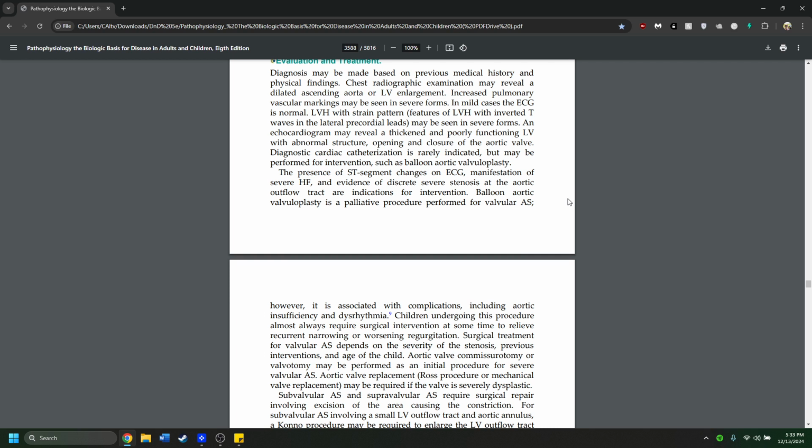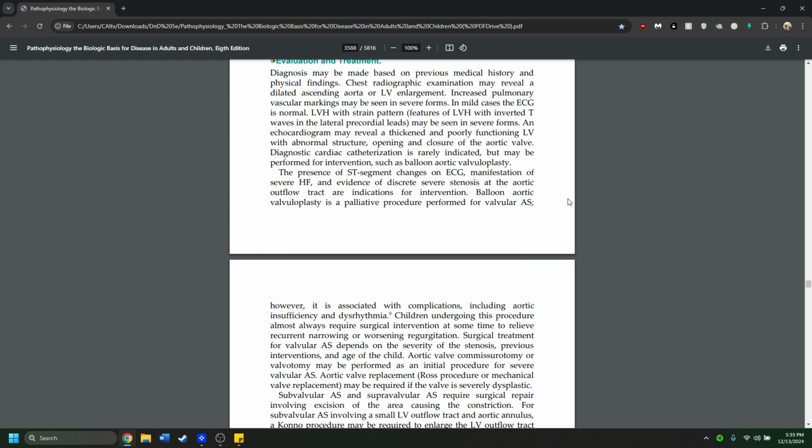Diagnosis may be made based on previous medical history and physical findings. Chest radiographic examination may reveal a dilated ascending aorta or left ventricular enlargement. Increased pulmonary vascular markings may be seen in severe forms. In mild cases, the EKG is normal. Left ventricular hypertrophy with strain pattern, featuring inverted T waves in the lateral precordial leads, may be seen in severe forms.